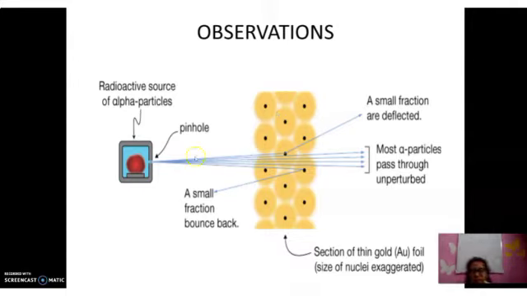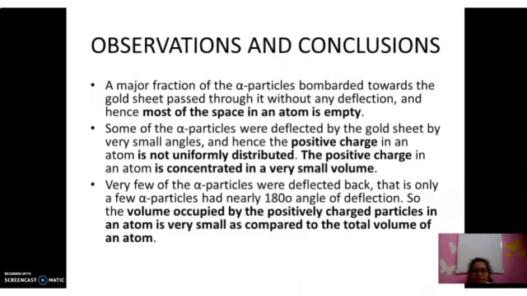So what are his observations? Here you can see a small fraction are deflected, that is, it is deflecting. Most of the alpha particles pass through without any deviations, any disturbance, they are moving freely, and a very small fraction bounce back. If you throw a ball at a wall, it will hit back. Similar to that, a very small fraction of alpha particles bounce back. These are his observations. Three types of alpha particles he identified.